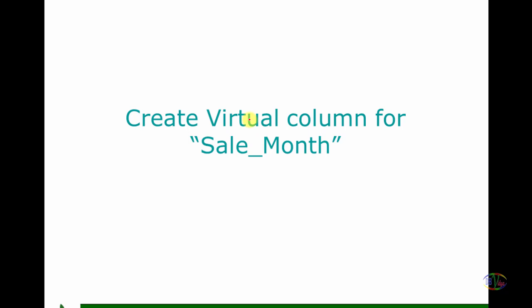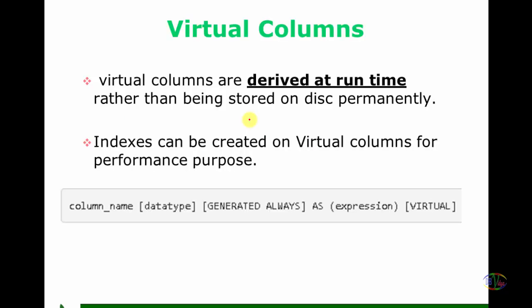But the new Oracle versions have given a feature called virtual column. So we can go for sale month as a virtual column. So what is a virtual column? Virtual columns are derived at runtime rather than being stored on the disk permanently. So when you are inserting sale date, at runtime, during the insertion only, Oracle automatically derives the month portion and puts it in that virtual column. So I need not write it in the insert. And you can create indexes on virtual columns, all those things.